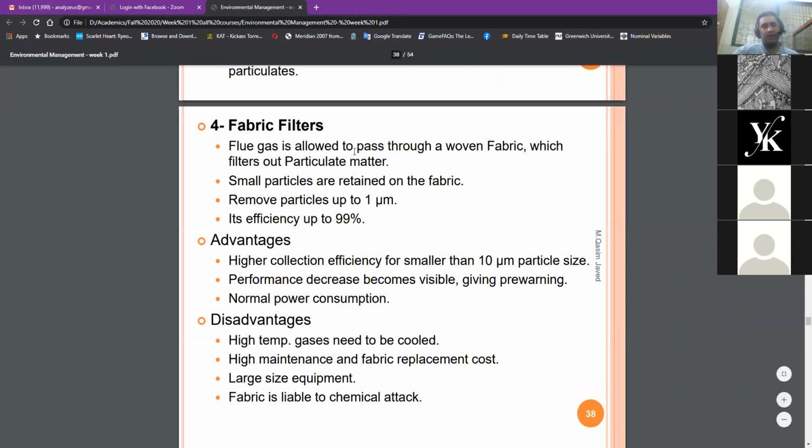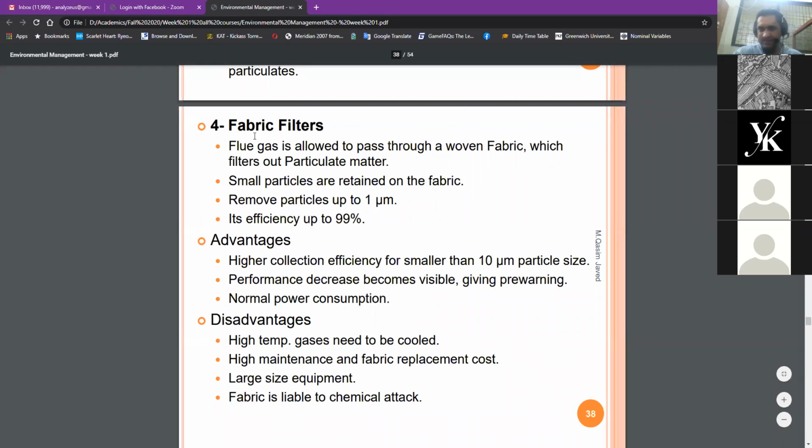Fabric filters. These are usually relatively simple. Flue gas is allowed to pass through a woven fabric which filters out particulate matter. Small particles are retained on the fabric, removing particles up to 1 micron. Its efficiency is up to 99%.